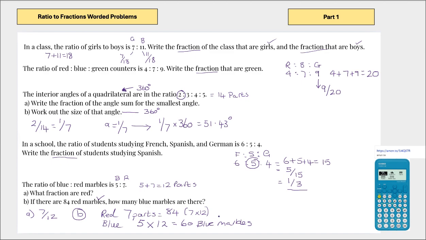Some introduction questions with worded ratio to fractions. This is part 1, so there will be a part 2, but that will be a little bit more in depth. It will be more like these kind of questions where you really have to think about it. But for foundation, I would say this kind of question, that kind of question, and possibly those two towards the back maybe.